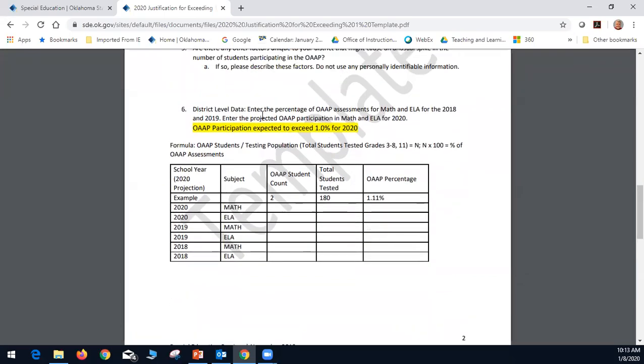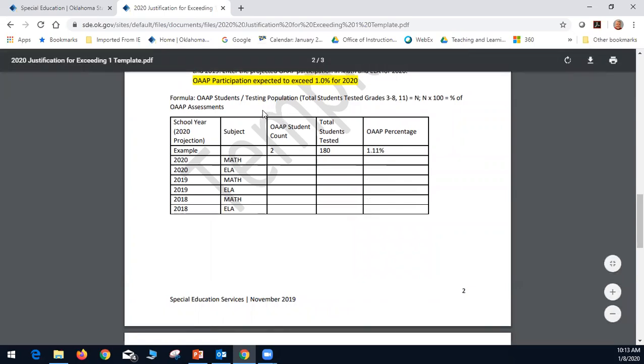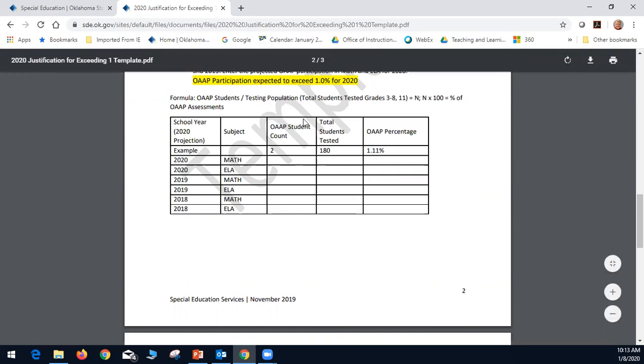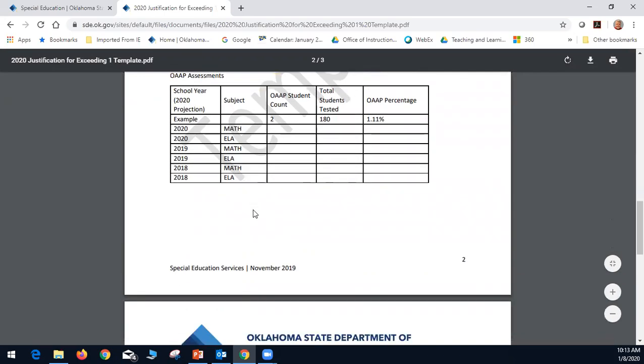Question number 6, district level data on the percentage of OAP assessments for math and ELA for the 2018-19 school year. This is for math and ELA. And so you should be expecting to exceed that 1% for 2020. To calculate whether you're going to exceed the 1%, it's the number of OAP students over your total testing population. Then you multiply that number by 100, and that gives you your percentage. There's an example, and you would do this for math and ELA for 2020, 2019, 2018.